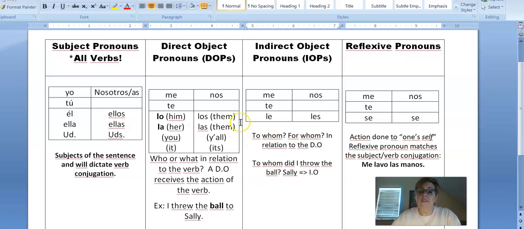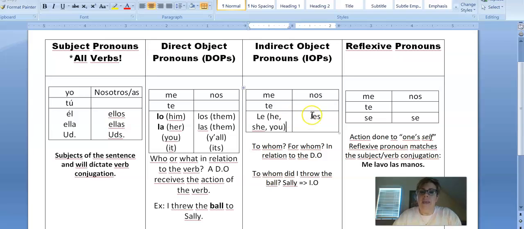Okay. And then since we look up here, me is me, te is you, le is going to work for he, she, or you. And nos means us. These are objects, so it's us. And les means them. I'm sorry, le is going to be, I threw it to her. I threw it to him. I threw it to her. Sorry, y'all. This staying at home's getting to me. Threw it to them, or I threw it to y'all. There we go. Okay, that's how it works.